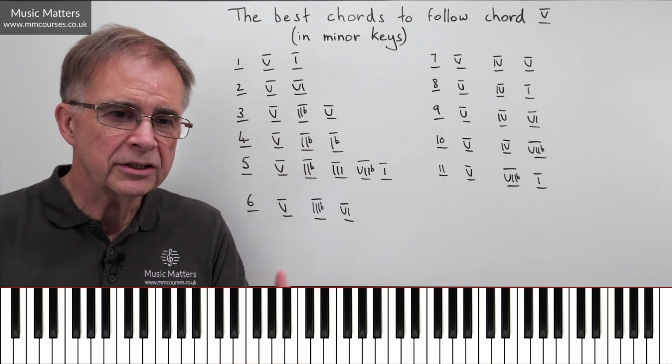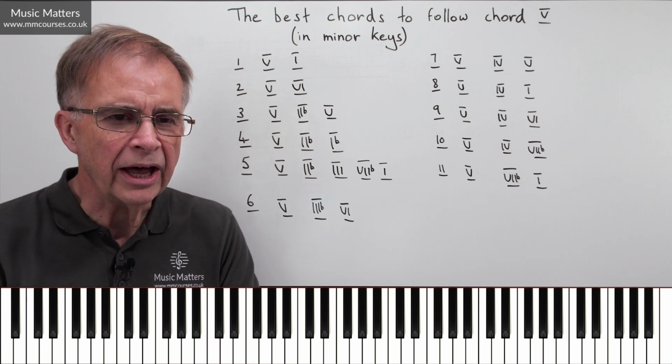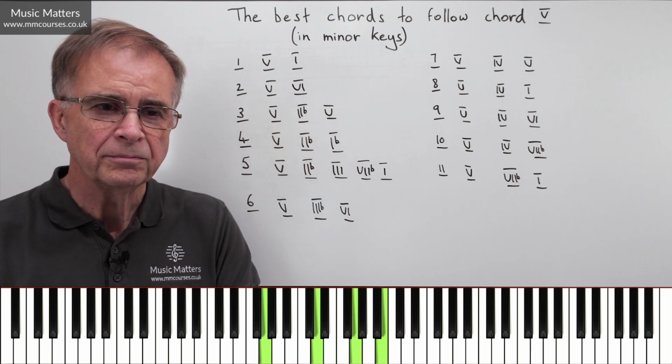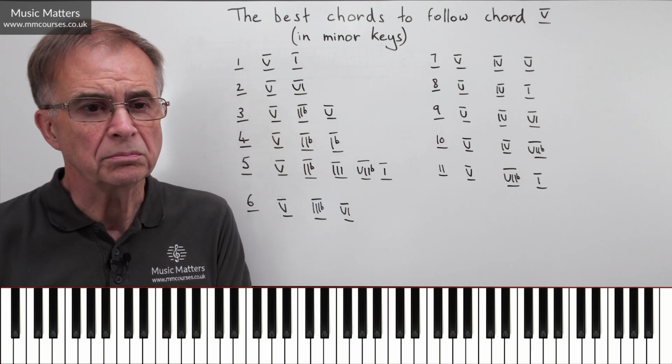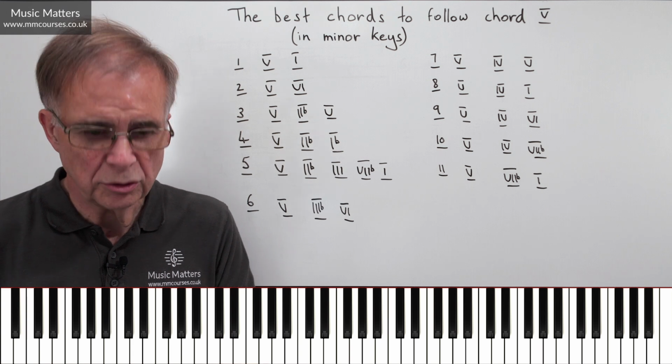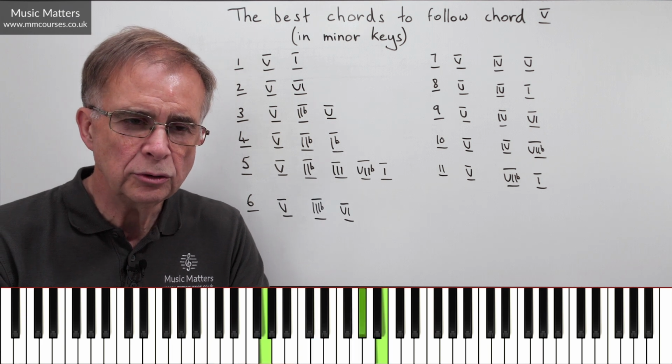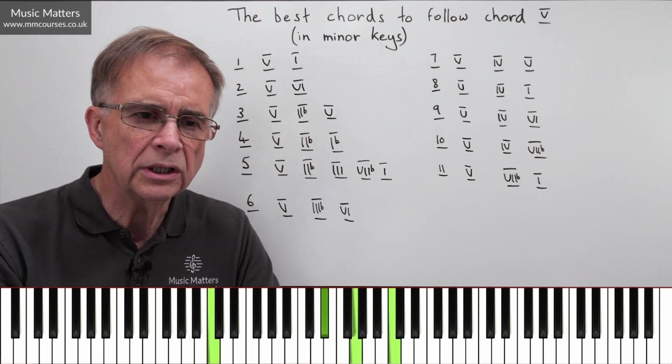Also, it gives us a kind of smoother bass line. So to go from 5 to 2B and back to 5 is not a bad progression, but it's one that lots of people haven't thought about. So 5 to 2B to 5, or 5 to 2B to 5 and then on to 1.